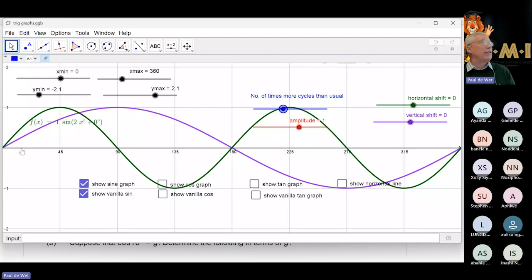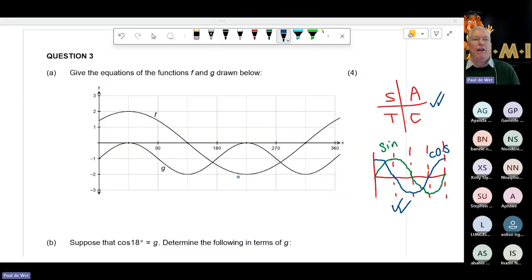There is sine 2x. The green graph is sine 2x. 1 graph, 2 graphs. What's the period now? 180 degrees. Okay, let's see. I'm looking for answers. I want someone to tell me what these 2 graphs are, F and G.